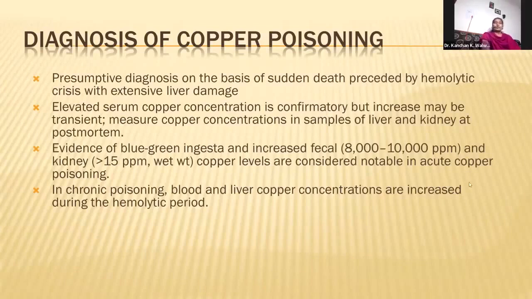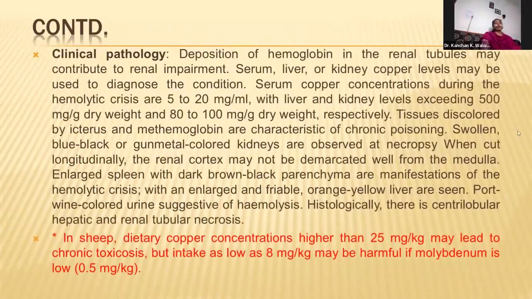So in case of chronic copper poisoning, the blood and the liver copper concentration are definitely increased. And during the hemolytic crisis, definitely they are increased. So, what are the clinical pathological changes? Deposition of the hemoglobin in the renal parenchyma, in the tubules. As I said, hemoglobin deposits as casts in the renal tubule, that too in the proximal convoluted tubule. So there will be renal impairment. So definitely you will find the increased creatinine level, increased blood urea nitrogen level.